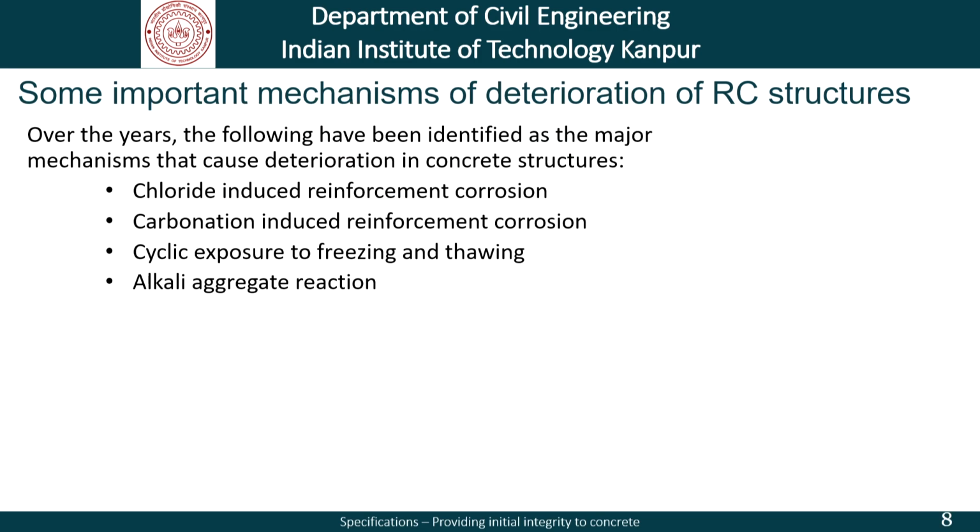Moving on, we have already talked about this slide, that in general we talk about these 4 mechanisms of deterioration: chloride induced corrosion, carbonation induced corrosion, cyclic exposure to freezing and thawing, and alkali aggregate reaction. And once we have the thought process to address some of these deterioration mechanisms, it is much easier to develop an appropriate mechanism for other deterioration mechanisms.